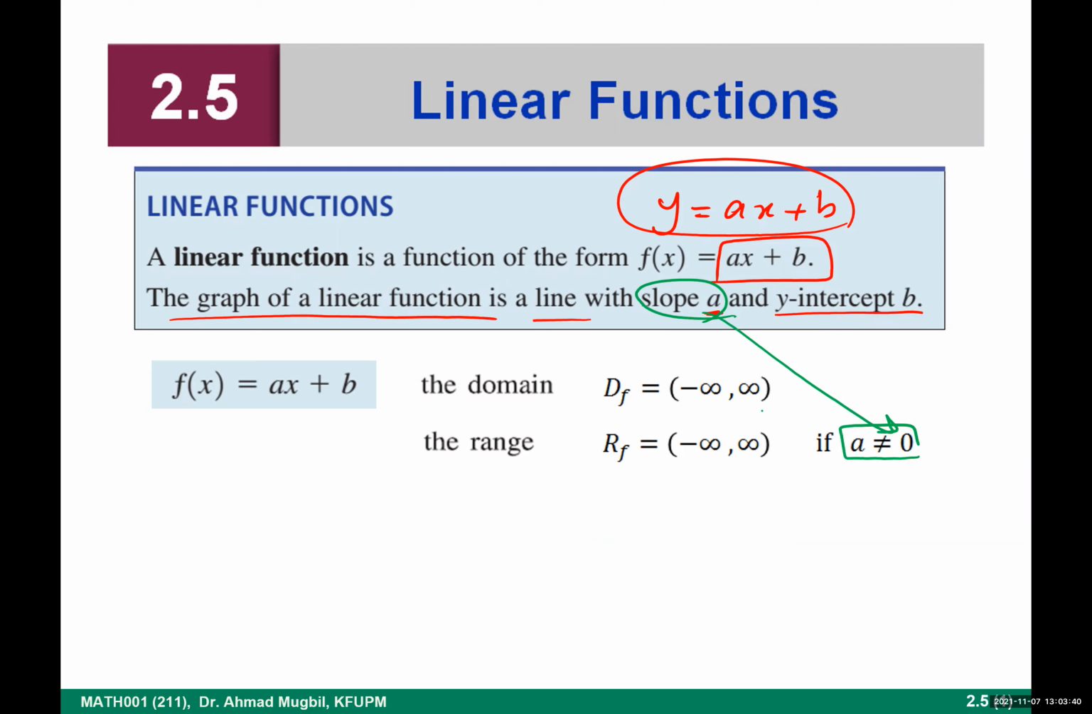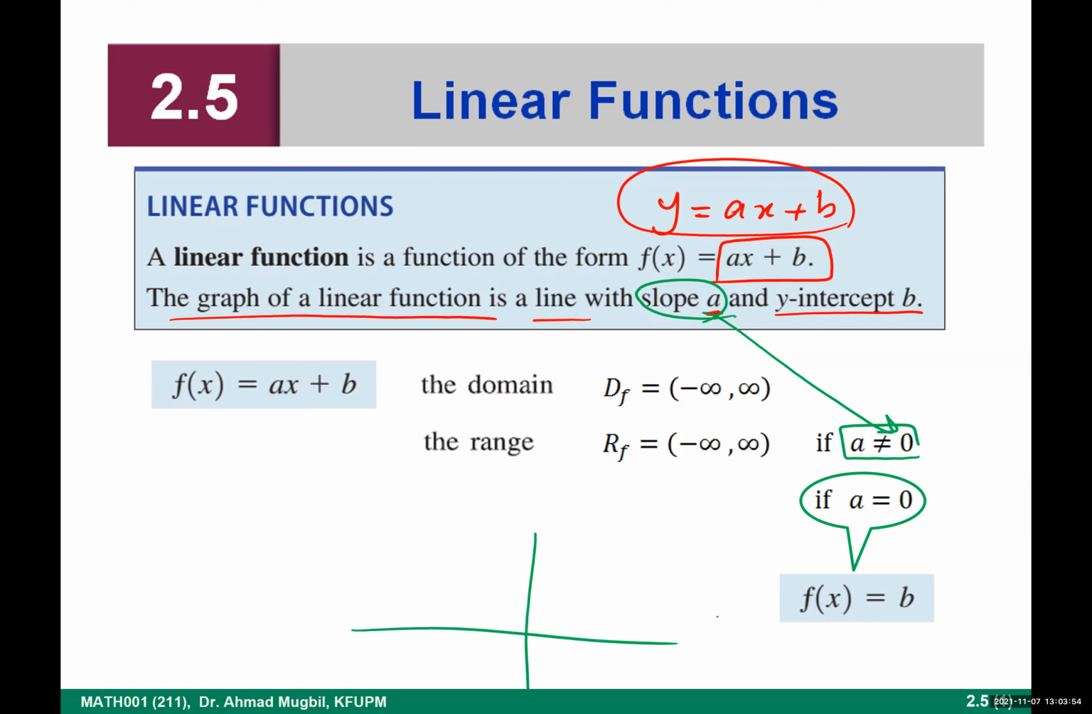No, it will not be vertical. For a horizontal line, if a is 0, the function will be what? If this is 0, this will be 0, and you will have f of x equals b. And this is a constant function. Its graph is a horizontal line. This is the x-axis, this is the y-axis, and this is y equals b.